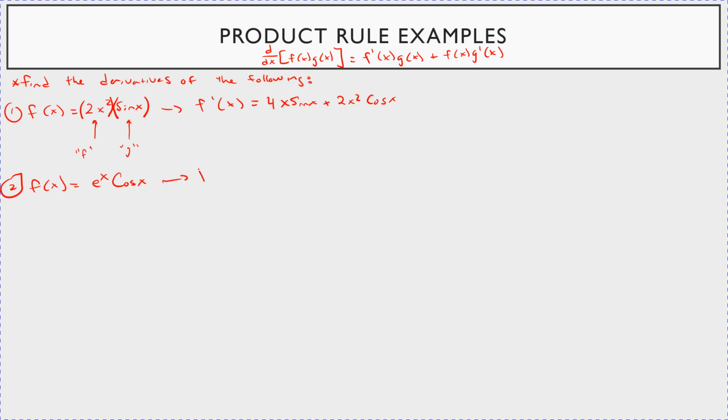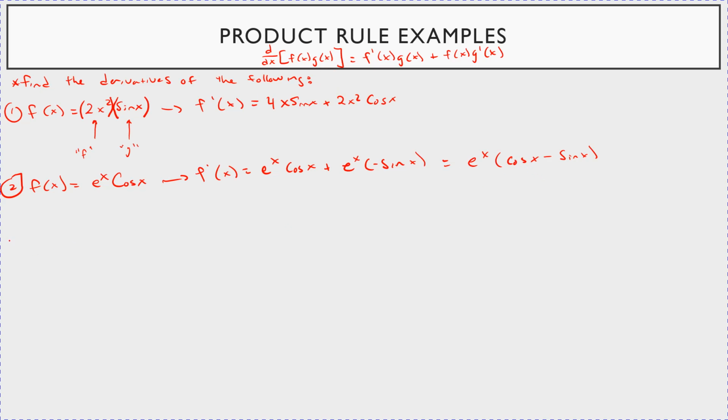So the derivative here, f prime of x. What is the derivative of e to the x? We know that's e to the x, so times cosine of x, plus you're going to leave the first part alone, e to the x, times the derivative of cosine, which is minus sine of x. You can even factor this if you wanted. You could write this as e to the x times the quantity cosine of x minus sine of x.